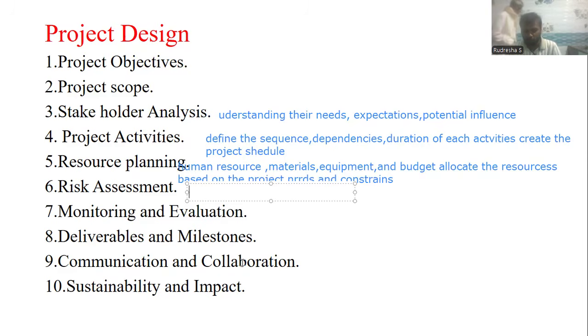Okay, next I am talking about sustainability and impact. Consider the long-term sustainability and impact of the project. Assess the social, economic, and environmental implications of the project and incorporate strategies to maximize the positive outcomes.